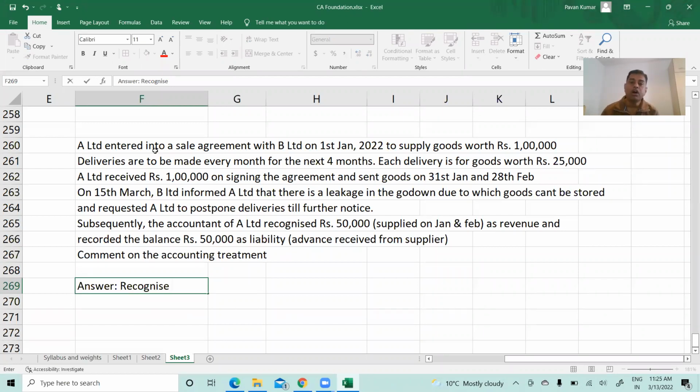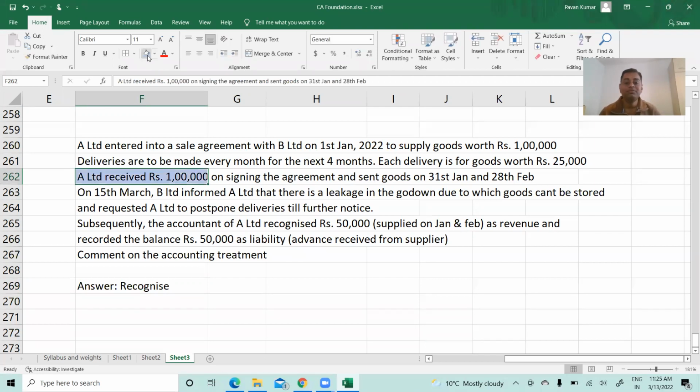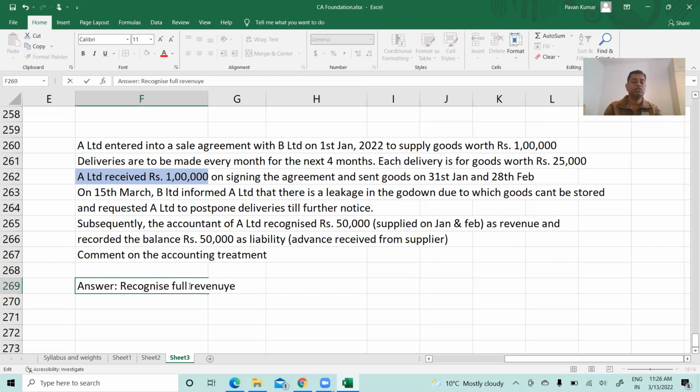Why provision? You already collected 1 lakh rupees. What provision will you create? You collected 1 lakh and you have not supplied goods. It is not that you supplied and money did not come. You received money. Delivery is not happening. Do you remember? It is the third case. Sale happened, but physical delivery of goods is delayed. Correct. Excellent. Right answer. So recognize full revenue on 1st Jan 2022 itself.